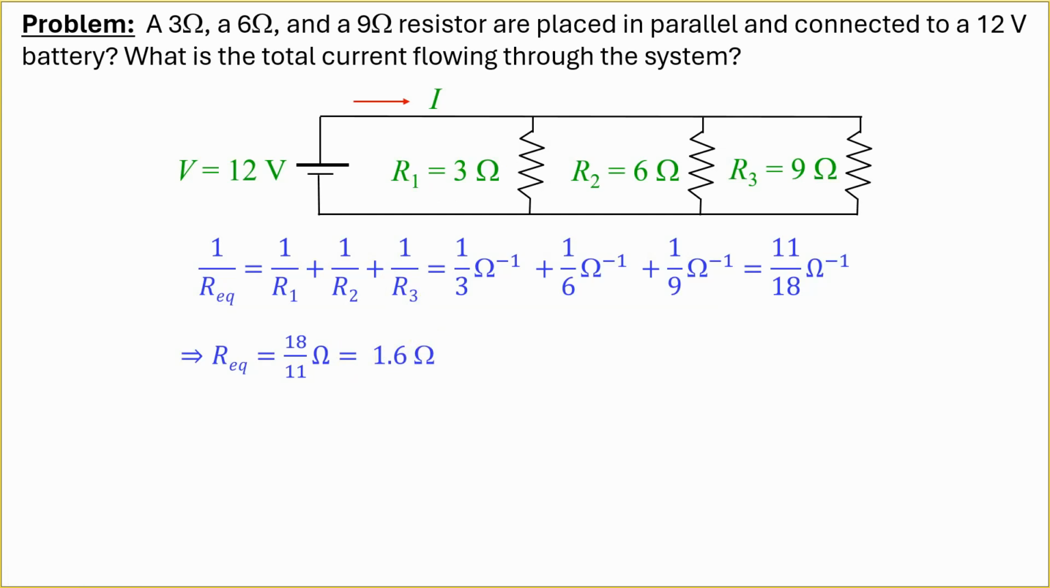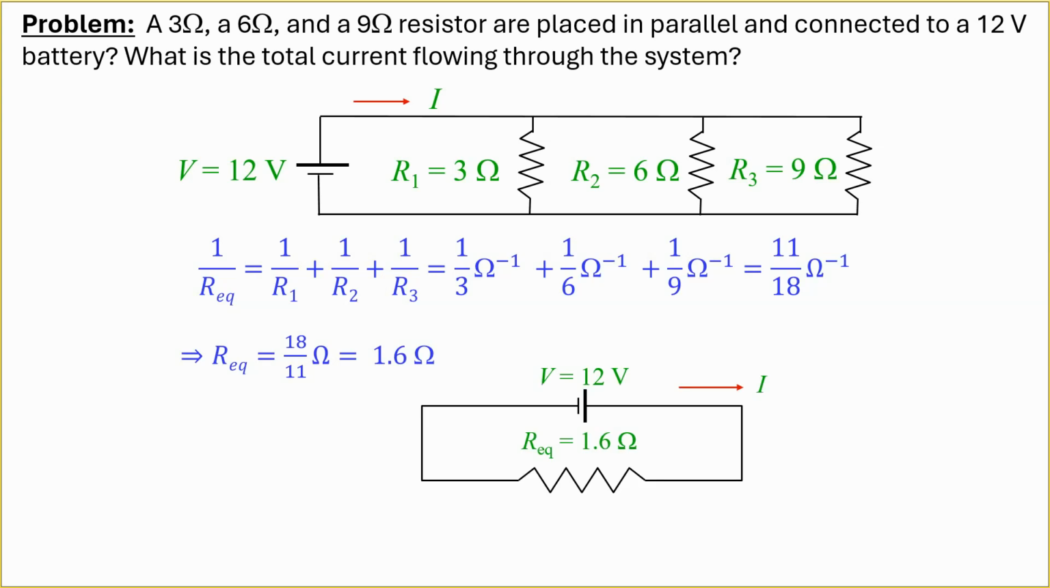Alright? So if you have a smaller equivalent resistance, you now have a new circuit which looks much simpler, and the current through that equivalent resistor would be the total current in the circuit, and that can be found by Ohm's law. V equals IR, so I is V over R, so you have 12 over 1.6, that is 7.3.